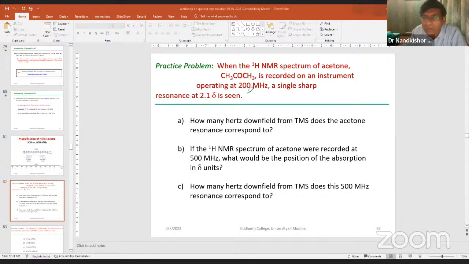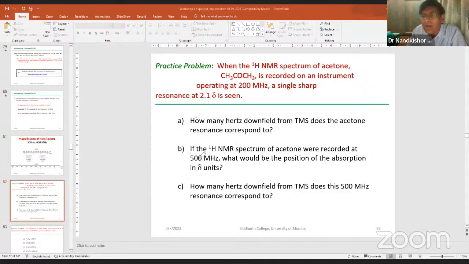So delta is equal to observed frequency upon instrumental frequency. Suppose you have a delta, multiply by the instrumental frequency and you will get the hertz directly. So 2.1 into 200 will directly give the hertz.